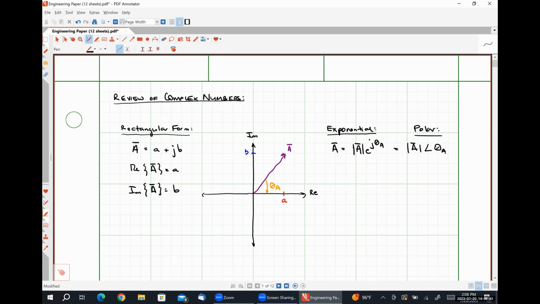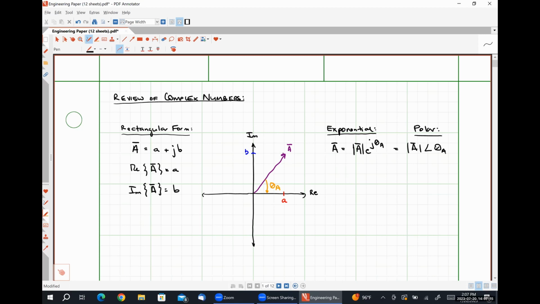Now, I want to be clear about something here. We might be working with exponential form complex numbers in this class. When you put them into your calculator, you absolutely have to use the polar form because your calculators cannot handle the exponential form, but they can use the polar form. So in any calculator calculations that we do, always, always, always use the polar form. You cannot use the exponential.